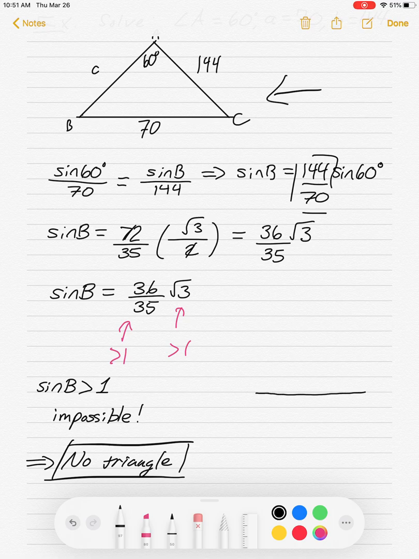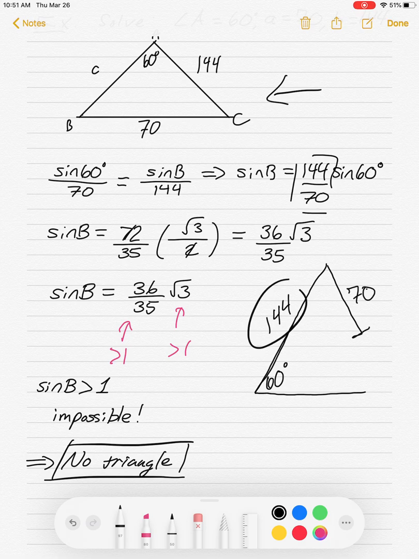So what if I put my 60-degree angle here? Something like so, right? Okay, so this side is 144. And then this side here is only 70. Well, that's like less than half of 144. So it makes sense actually that that side there is not actually long enough, no matter what this angle is, to come down and form a triangle. So it seems to make sense.